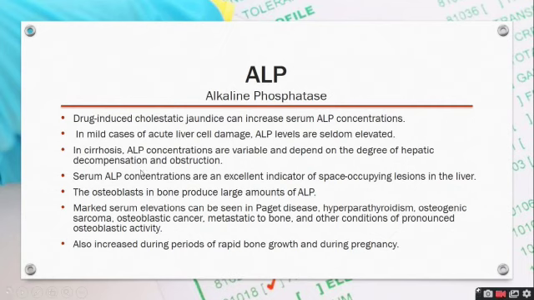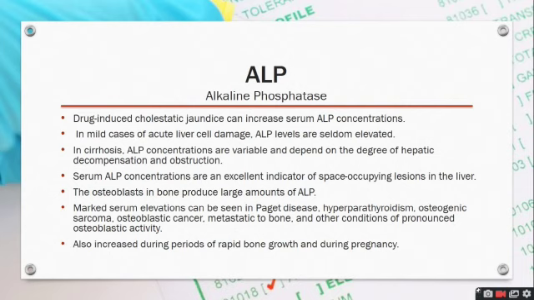Okay. So we were discussing that serum ALP concentrations are variable. In cirrhosis, the serum ALP concentrations are variable and they depend on the degree of hepatic decompensation and obstruction. Now the serum ALP is also increased during the period of rapid bone growth, which means in infancy, early childhood and healing bone fractures, and during pregnancy because of the contributions of placenta and fetal bones.